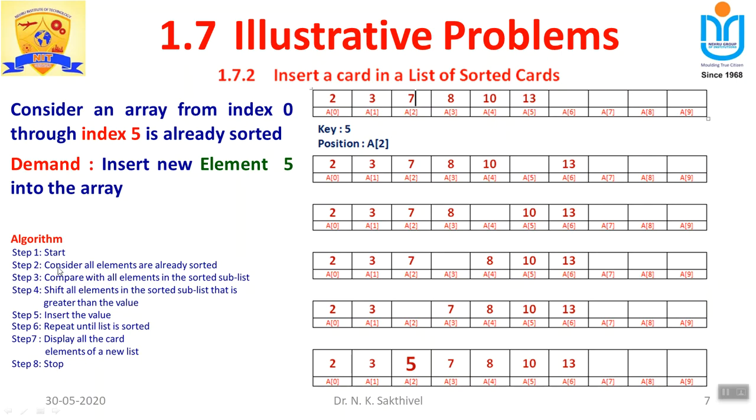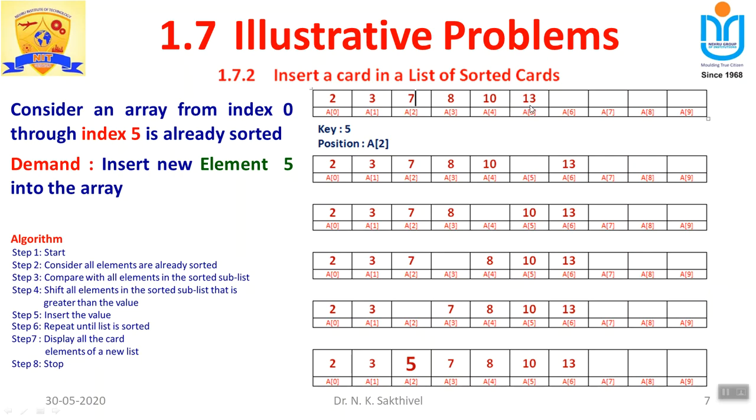What is the procedure? Consider all elements are already sorted in order. Then compare with all elements in the sorted sublist. We will create a sublist and shift all the elements in the sorted sublist that are greater than the value. For example, consider that it is a 5. The 5 I want to insert. For that purpose, I am reviewing all the cards which are already held.